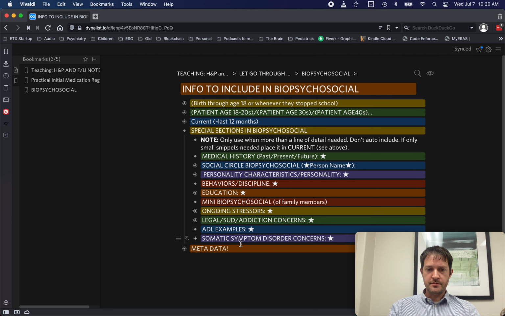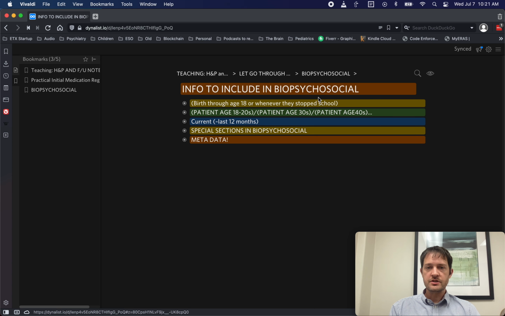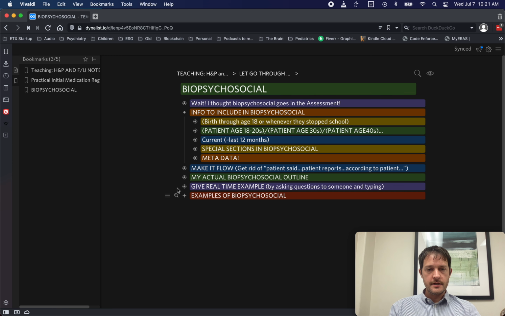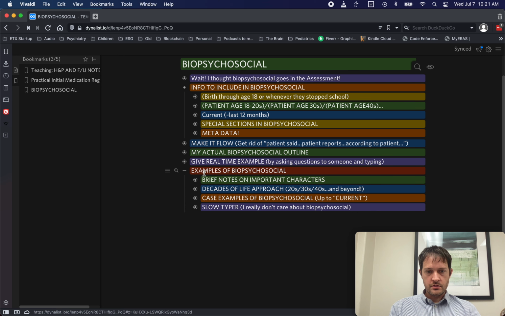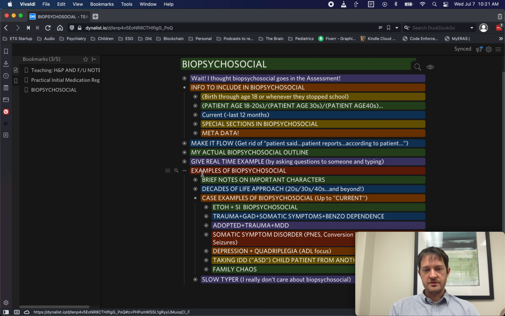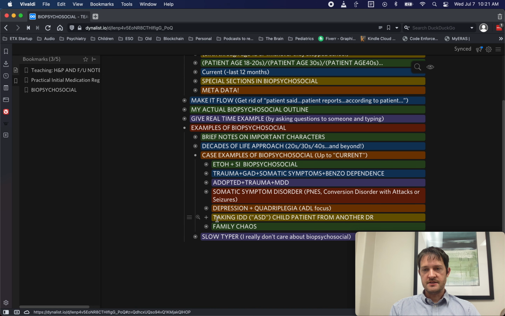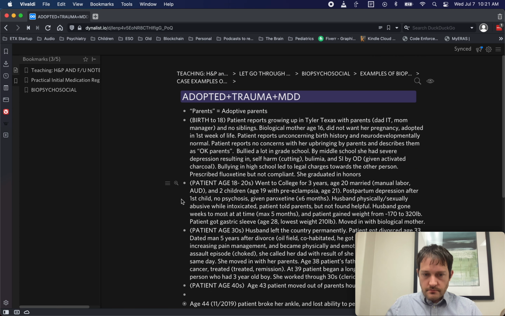I'm going to spend just a couple seconds showing you one thing, and then I will end this section. If you go to the biopsychosocial in here, there it says examples of biopsychosocial, and one of them is case examples. There's different things, and here are some actual families as setups. I'll try to spend 2 minutes giving you a flavor of one of them. Let's do adopted trauma MDD. I'll just read the first couple paragraphs and stop there.